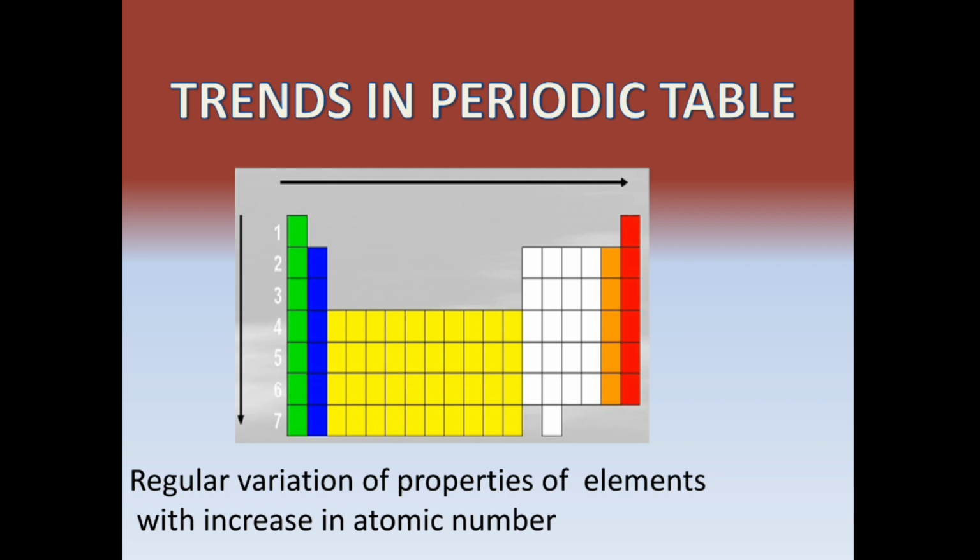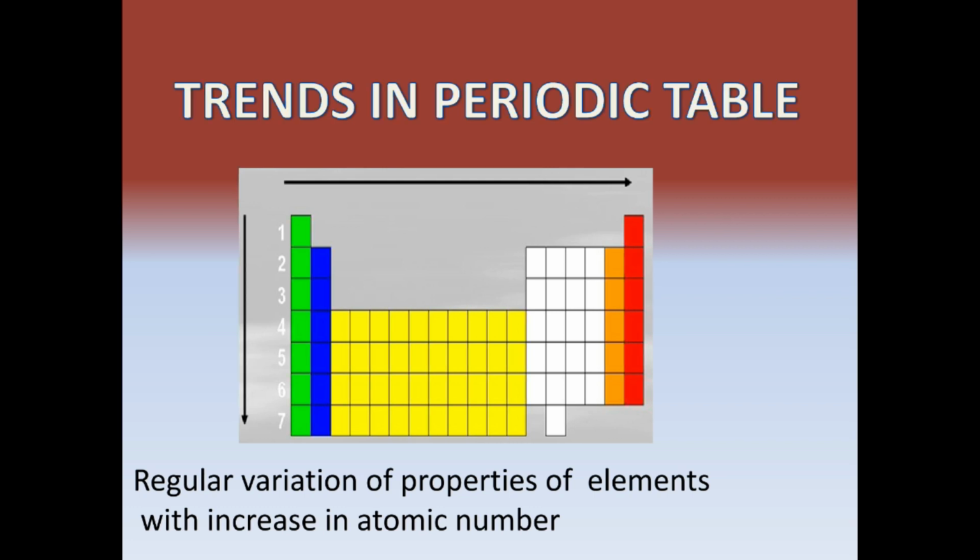Here you are going to learn about the trends in the periodic table. I hope by now you must have understood the modern periodic table, the names of the elements, how they are arranged, and what the common features present in the periodic table are. Now let's see the trends. What do you mean by trends here?